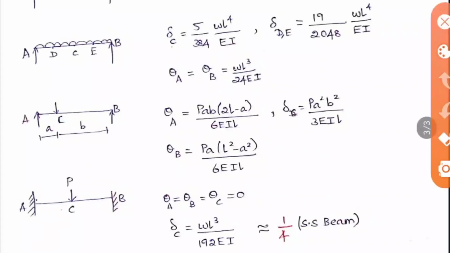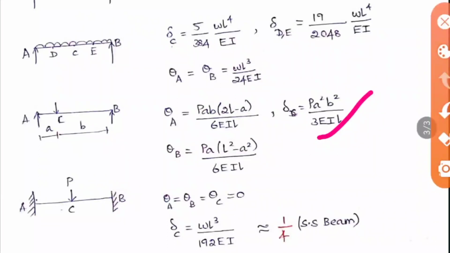Then simply supported with a load at eccentricity, that is not at the center. The slope at A is PAB (2L minus A) by 6 EIL, and the slope at B is PAB (L square minus A square) by 6 EIL. Here the deflection is very important. Deflection at C is equal to PA square B square by 3 EIL.